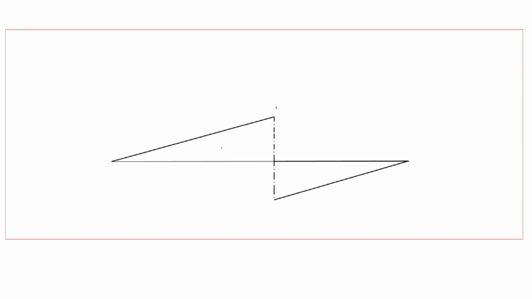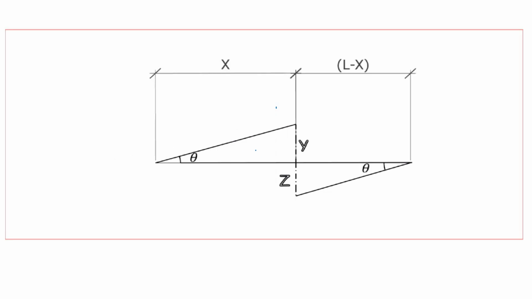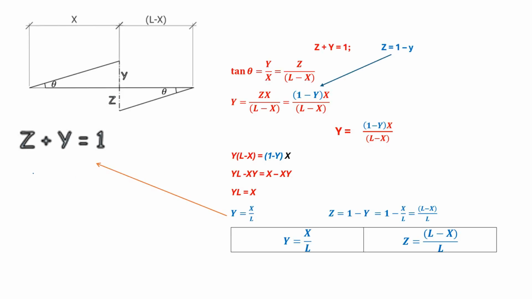This portion is in the positive direction and this is in the negative direction. You can draw it in the other manner also, with the top portion being negative and the bottom portion being positive. Now look at this figure. In this figure you can see that the ordinate y plus z is equal to 1. So z plus y is equal to 1. Now this is theta and this is also theta. That is the important relation we should note down.